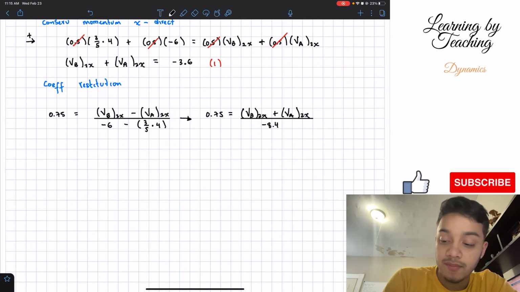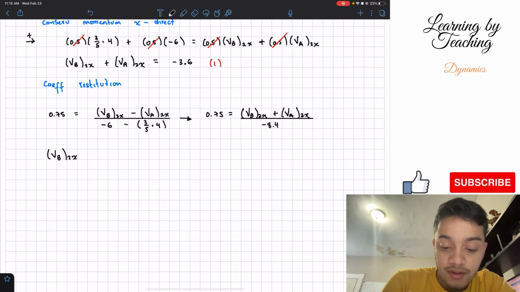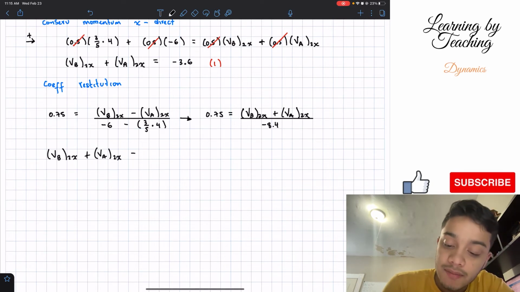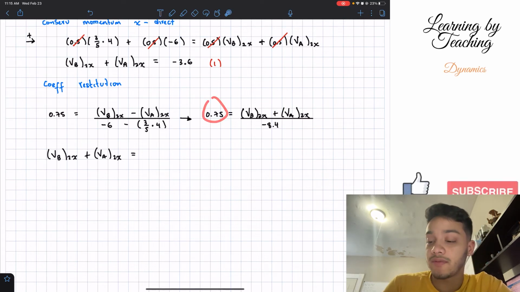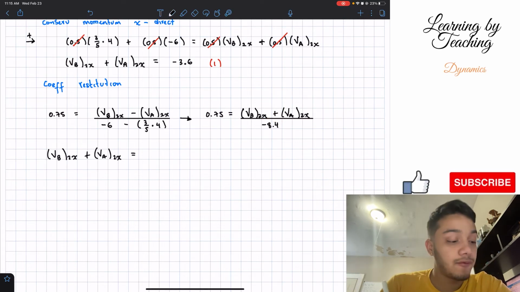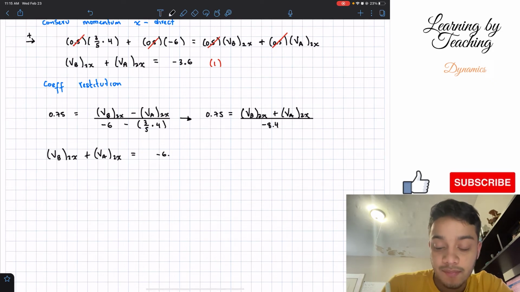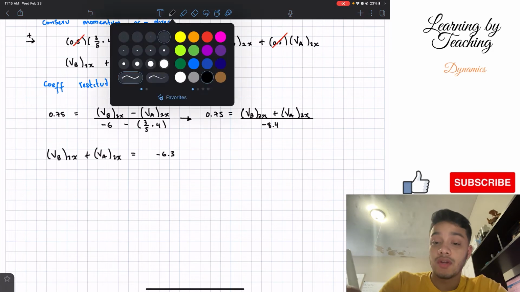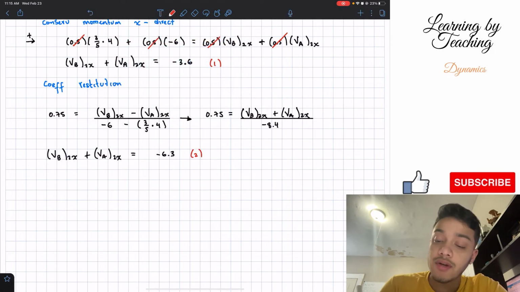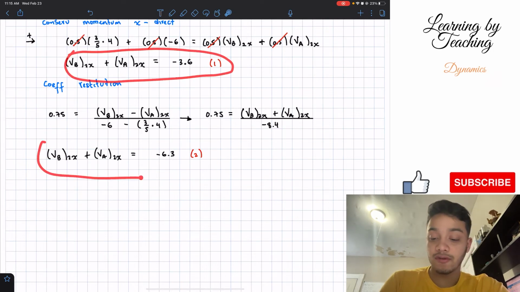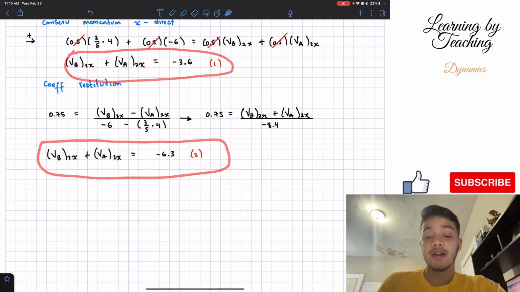Lastly, just to do a final simplification, we're going to have the velocity of b after the collision plus the velocity of a after the collision equal to the multiplication of 0.75 and -8.4, and this should give me a total of -6.3. Okay, so now we have our second equation. So we got two equations for two unknowns.